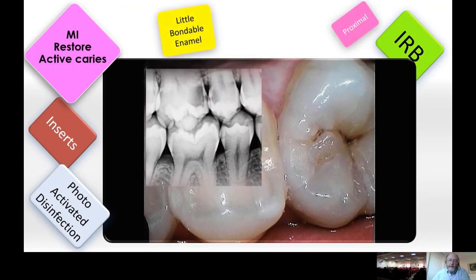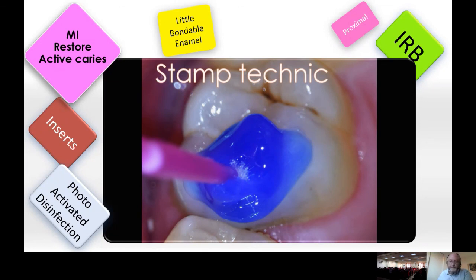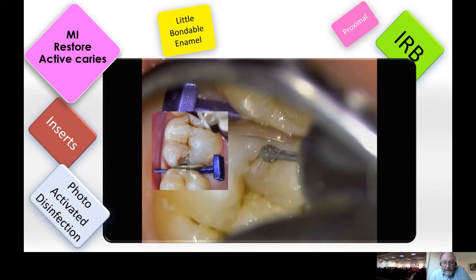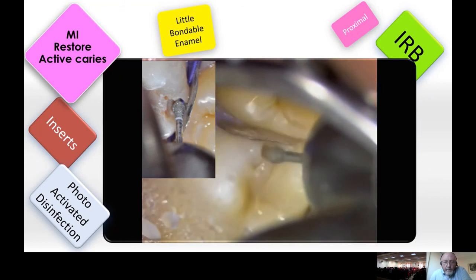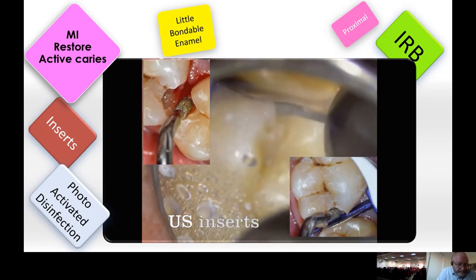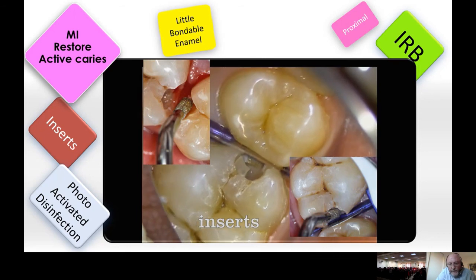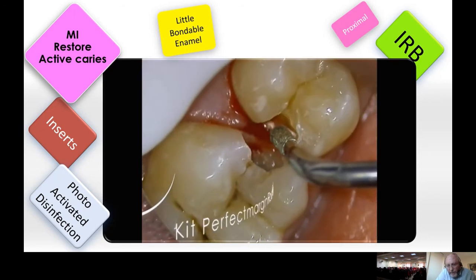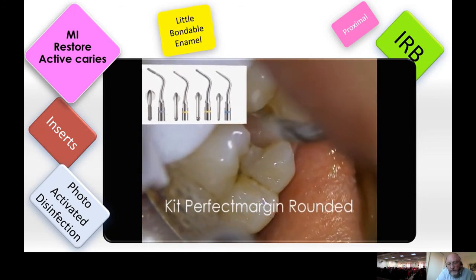Here we are. It's to give all the information given by the different points here. So before opening the tooth, you can use a stamp technique to have the shape of the different occlusal surface, and then we use specific burs, and then you can see that we will lose all the bondable enamel, and we use specific diamond inserts here.